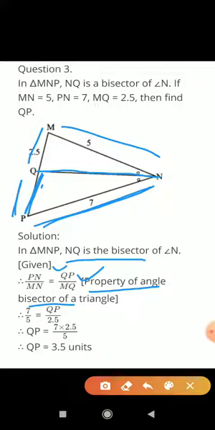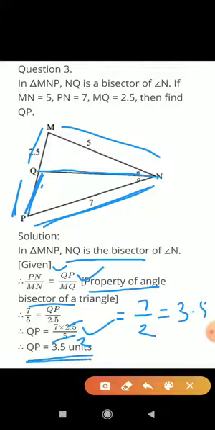Now put the values. PN is 7, MN is 5, QP we have to find, divided by MQ which is 2.5. Then this 2.5 gets multiplied to this side. If we divide 5 by 2.5, 2.5 2s are 5, so we get 7 divided by 2, and 7 divided by 2 is 3.5. So QP we get 3.5 units. Okay, so this is the answer of question number 3.